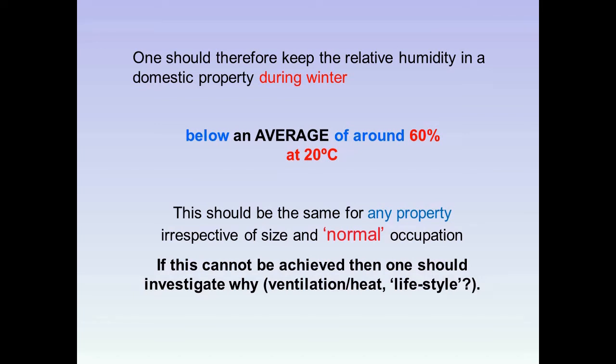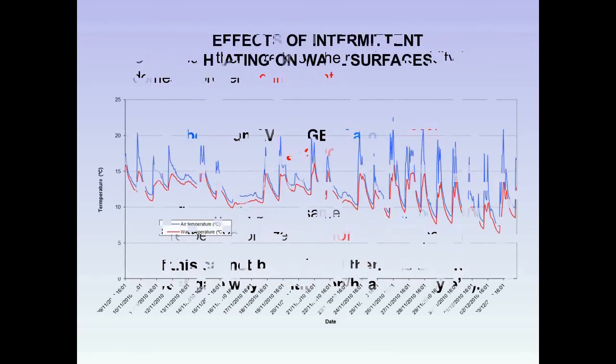One should therefore keep the relative humidity in a domestic property below an average of around 60% at 20 degrees. This should be the same for any property, irrespective of size and what we could regard as normal occupation. If we cannot achieve this average, then one needs to investigate why. Ventilation, heat, lifestyle, for example, drying clothes over radiators.